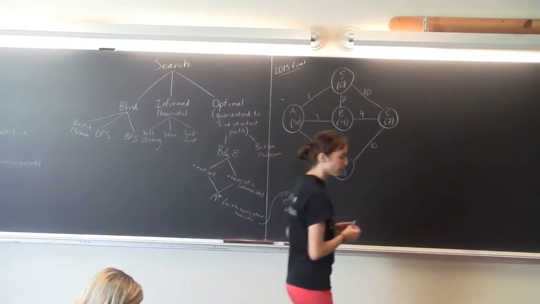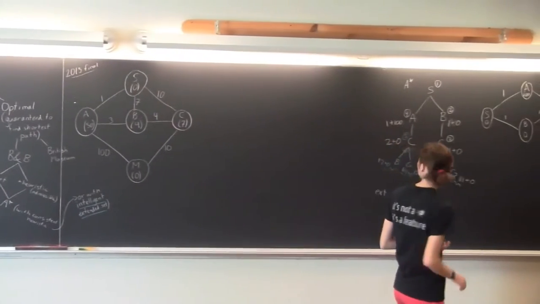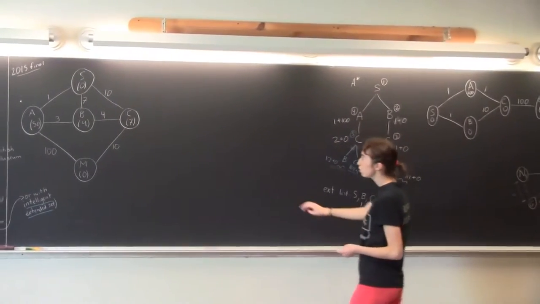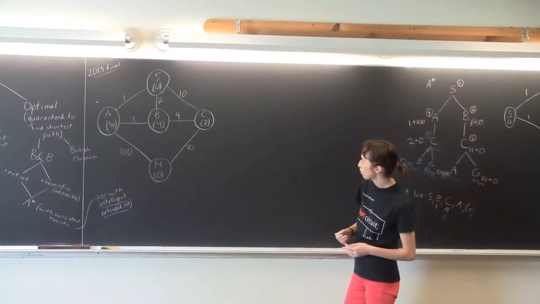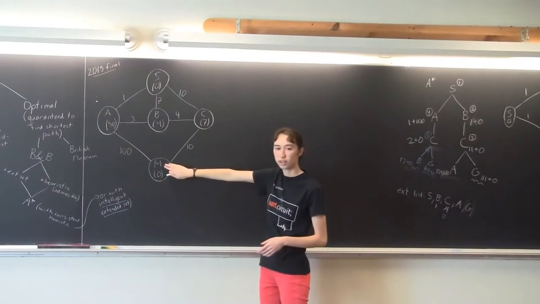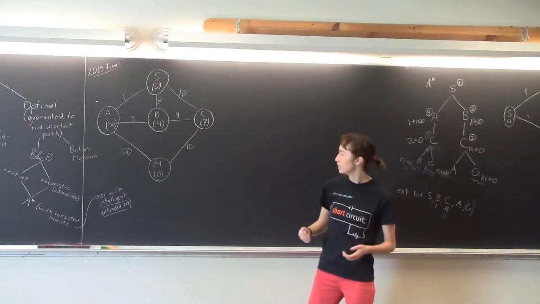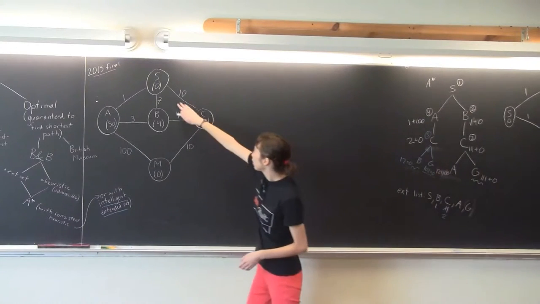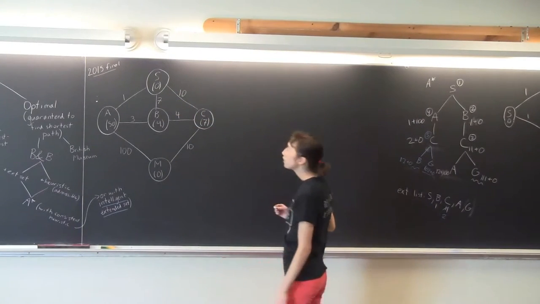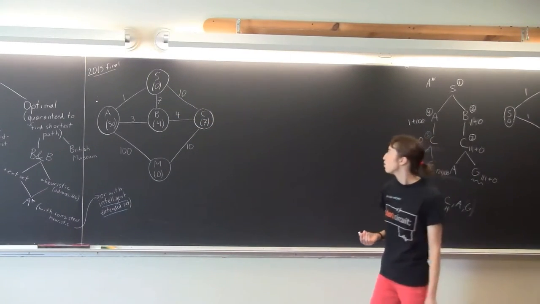Okay, so let's see how some of these other search methods work. We're going to use this graph from the 2015 final. In this graph, I think we have a hobbit who's trying to get to Mordor at M. So the goal node is not always G. In this case, the goal node is M. And the hobbit is starting at S and trying to get to M. So let's say we do British Museum first.